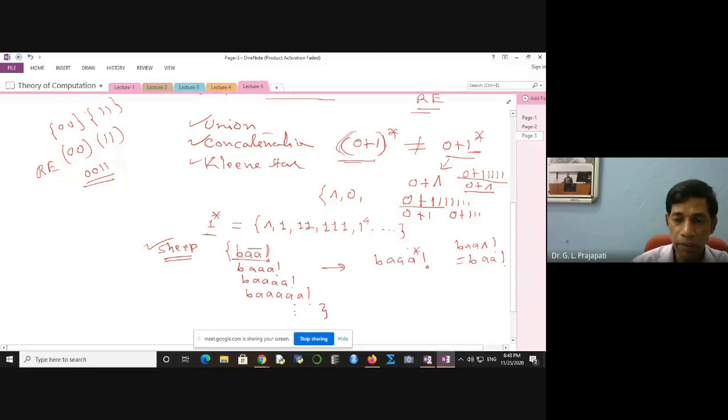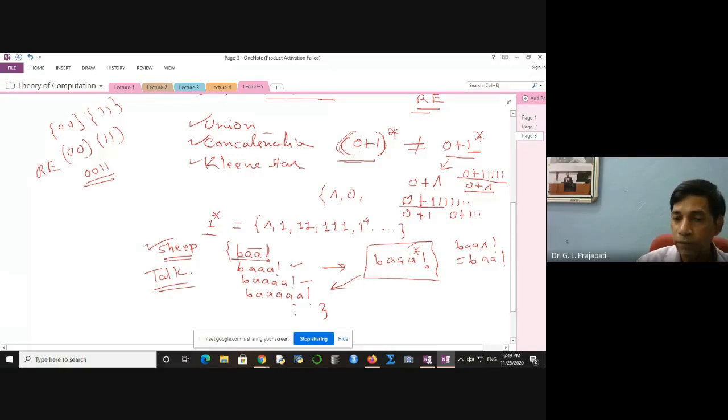So either it has the null or it can have the one occurrence. Once it has the one occurrence, you are getting this. If this is the 2 times occurrence, 3 times, 4 times, 5 times. So this is the regular expression. It is going to represent this set like this. This is the sheep talk, you can say. Some sheep can talk like this. Sheep is the animal.